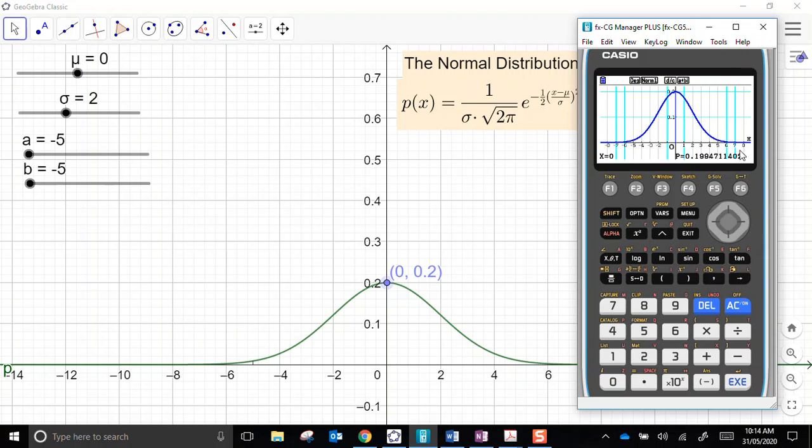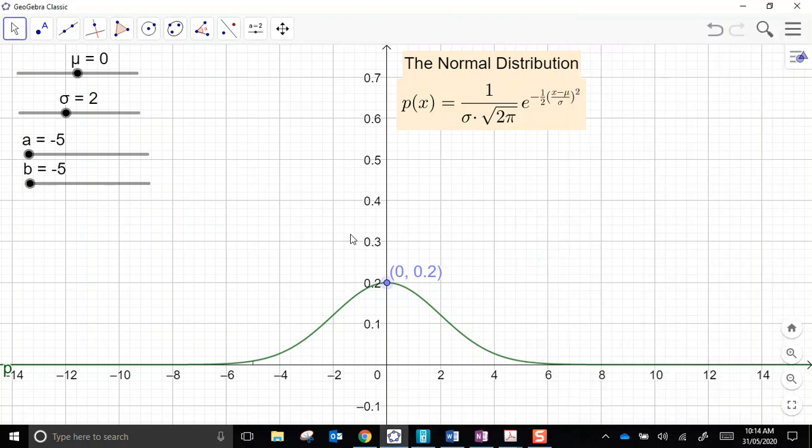It draws me the same function. It tells me the value of the function. It doesn't put a point like I've got, but this value p represents the value of p, and x is 0, so p(0) is 0.199. Very close to 0.2. Mine's rounded off a bit on GeoGebra. The calculator is giving me lots of significant figures. So that's how your calculator can show you what we've got here.